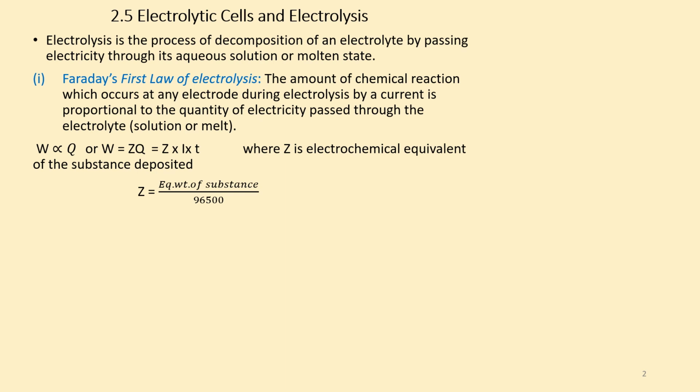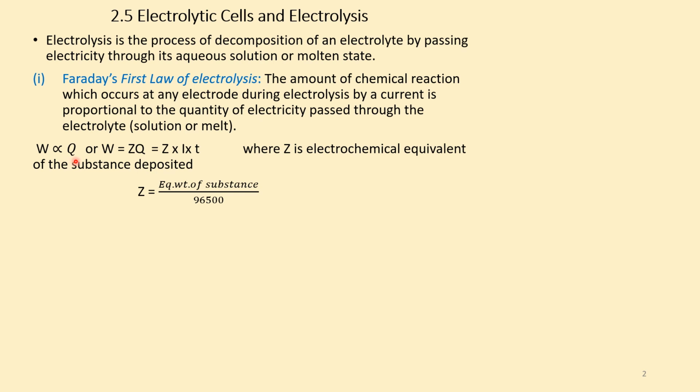Faraday's first law of electrolysis states that the amount of chemical reaction which occurs at any electrode during electrolysis by a current is proportional to the quantity of electricity passed through the electrolyte solution or melt. So, the amount of chemical reaction is proportional to the quantity of electricity passed through the electrolyte. And it can be represented as W. The amount W is proportional to Q.